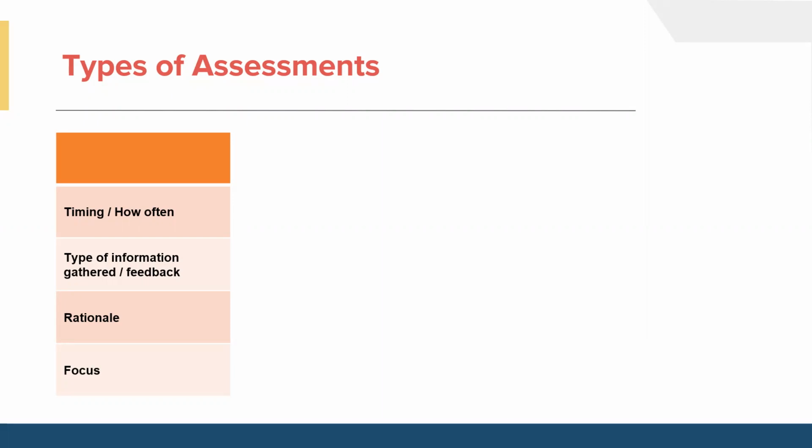The timing and how often answers the question of when and at what intervals. The type of information and the feedback, as well as the rationale, discuss the nature of the data being gathered and how it's most appropriately used. And finally, the focus, which in research terms we call the unit of measurement, identifies who we are talking about when we use this type of tool.